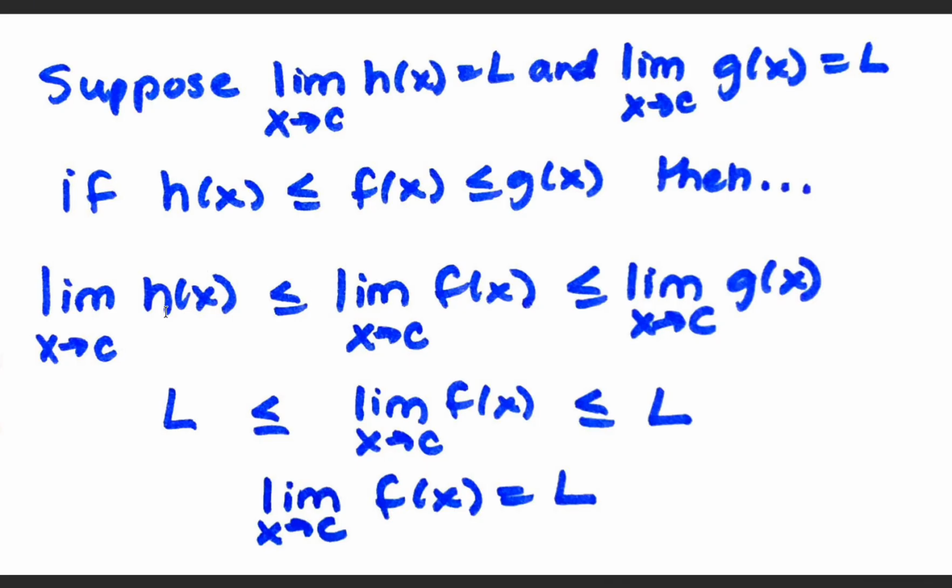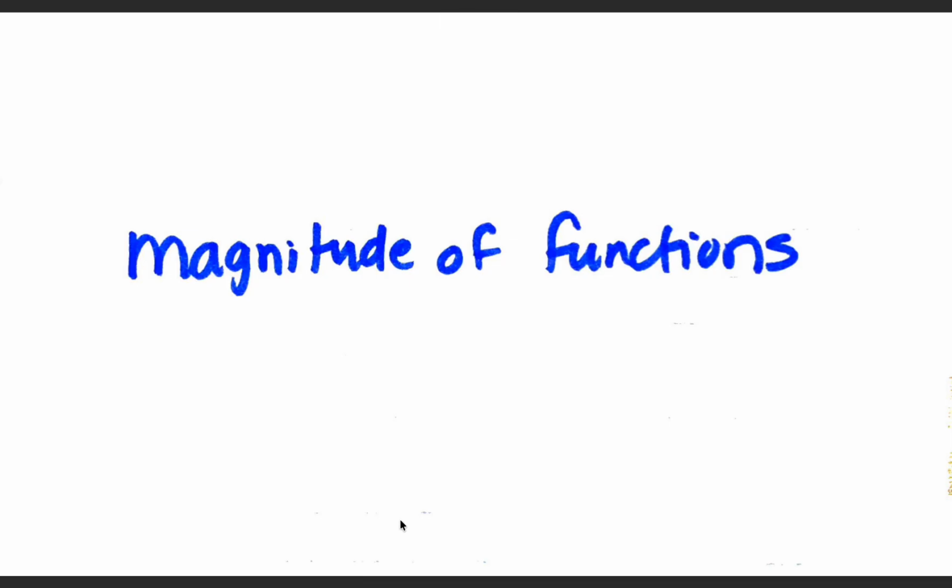And because the limits as x approaches c for h of x and g of x are both the same number, which is L in this case, we can say that ultimately the limit as x approaches c of f of x is equal to L. So you can see we kind of squeeze the formulas and the inequalities together step by step, and ultimately we just get an exact number as our answer. So that's the reason that I call it the squeeze theorem.